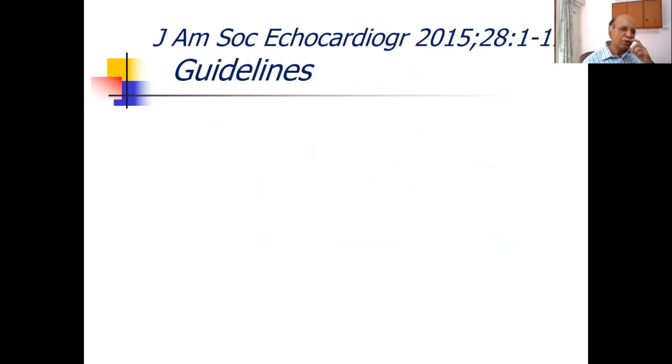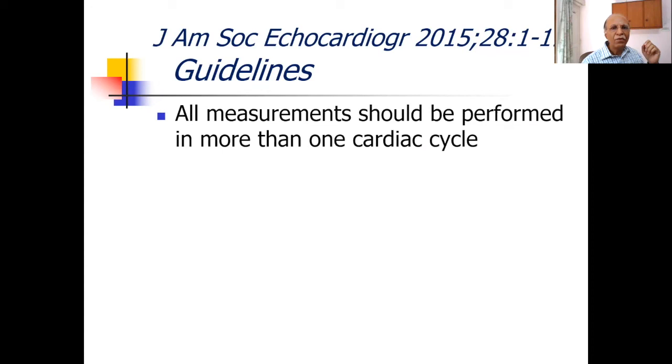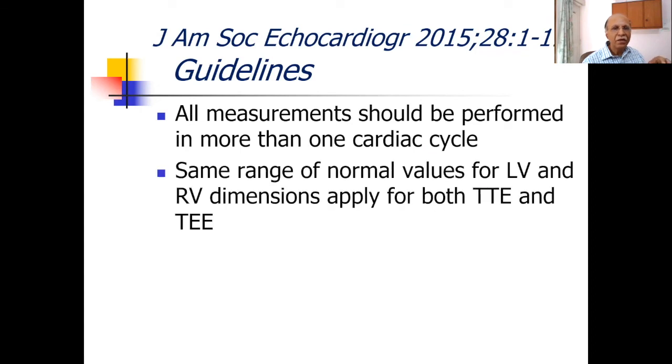Finally, I wish to tell you some of the recent recommendations of the Journal of the ACC, which are: all measurements should be performed in more than one cycle, preferably in 3 cycles and in 5 cycles if atrial fibrillation is present. The same range of normal values for LV and RV dimensions apply for both transthoracic as well as transesophageal echo.